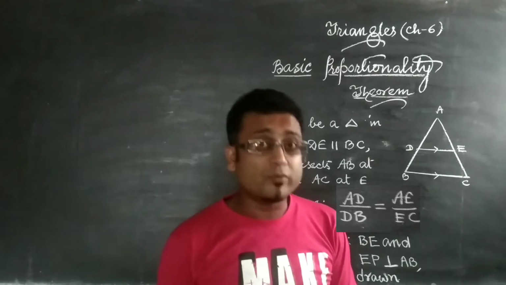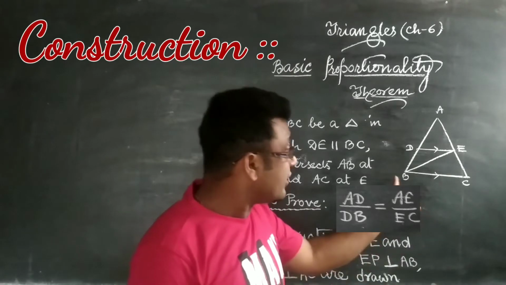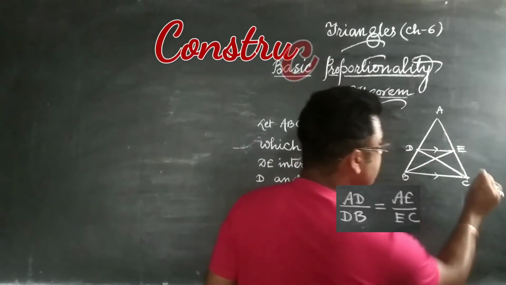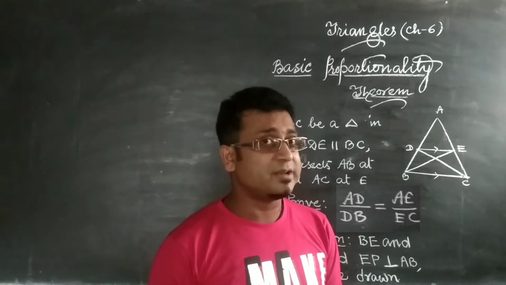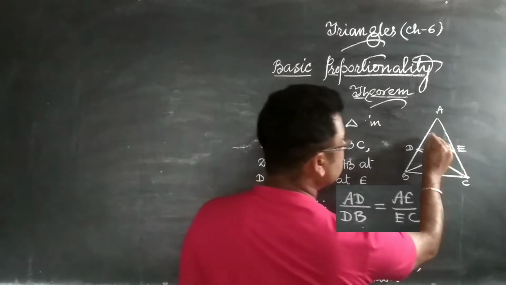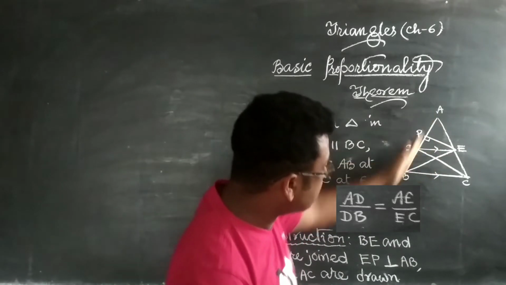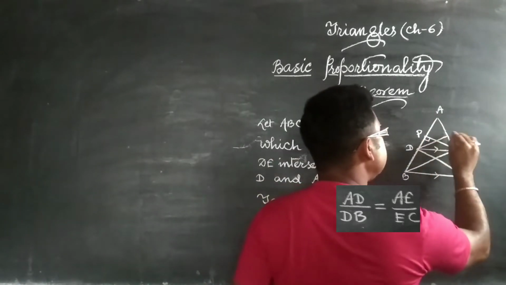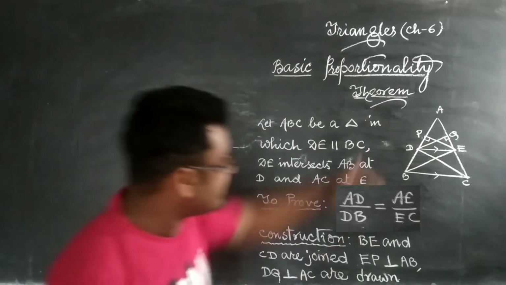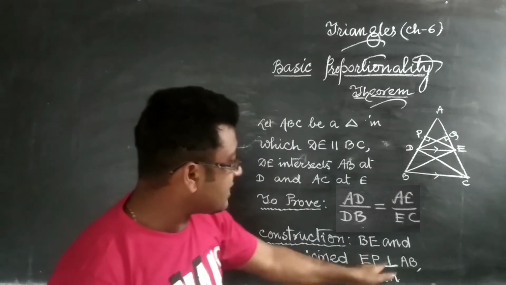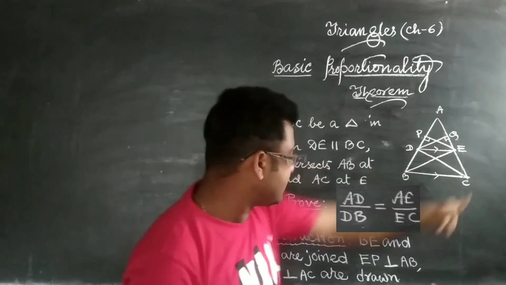So this is what we have to prove. Directly I cannot prove it, we need some construction. First thing we have to do is join BE and CD. After joining BE and CD, we have to draw two perpendiculars. From E, I have drawn one perpendicular, this angle must be 90 degrees. EP is perpendicular to AB and DQ is perpendicular to AC. So BE and CD are joined, and EP perpendicular to AB and DQ perpendicular to AC are drawn.